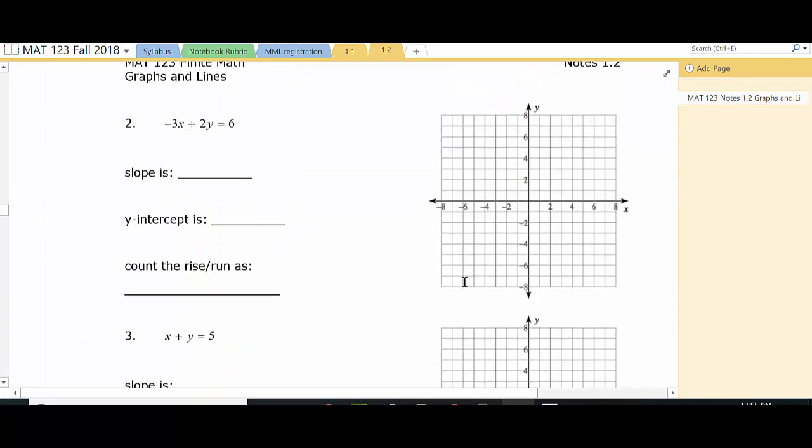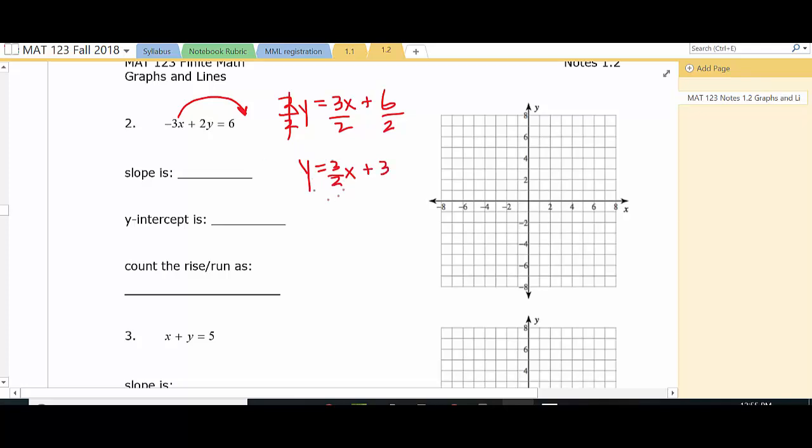What do you have to do on number 2? You've got to get y by itself. So that means you need to move the 3x there. I saw a lot of you do this wrong. So move the 3x to the other side, so that's going to become positive 3x. Don't make that mistake. Now divide everything by 2. You're going to get y equals 3 over 2 x, and then plus 3. That's what you should get.